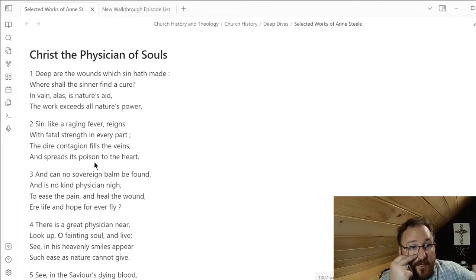Stanza one. Deeper the wounds which sin hath made. Where shall the sinner find a cure? In vain, alas, is nature's aid. The work exceeds all nature's power.